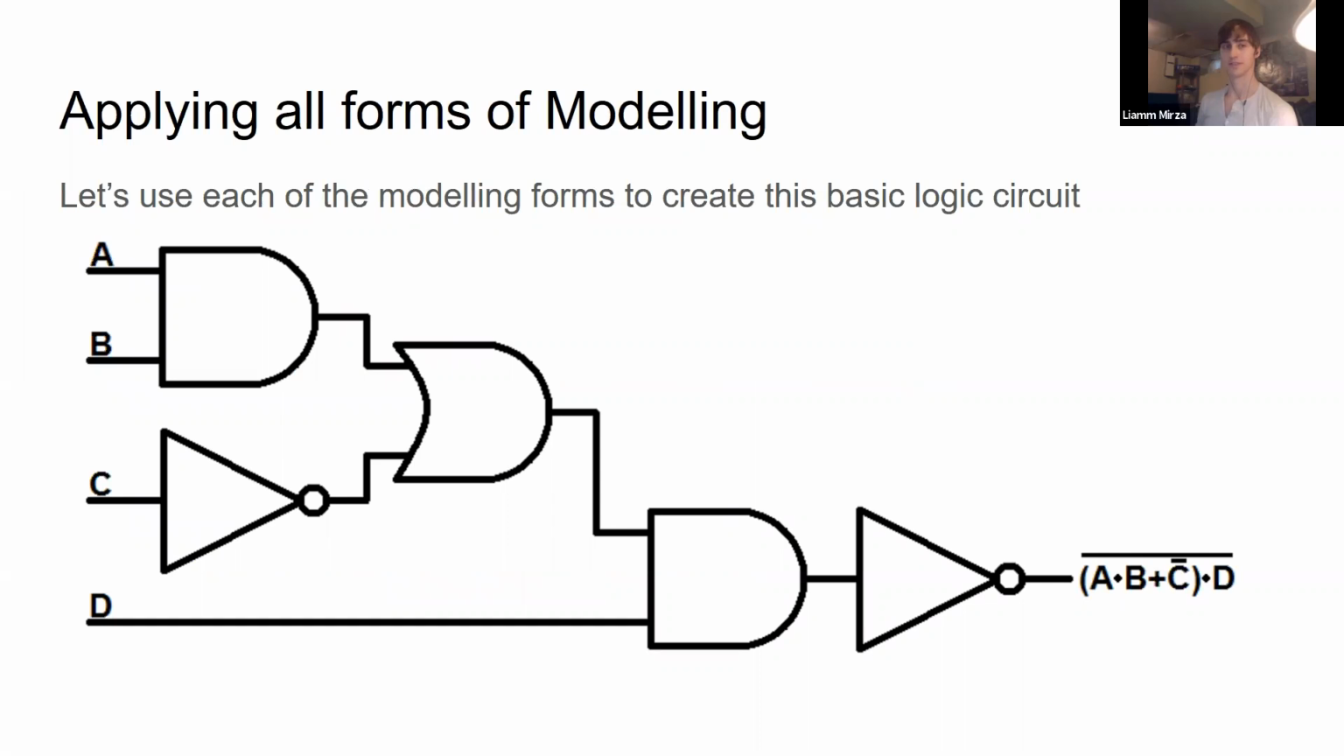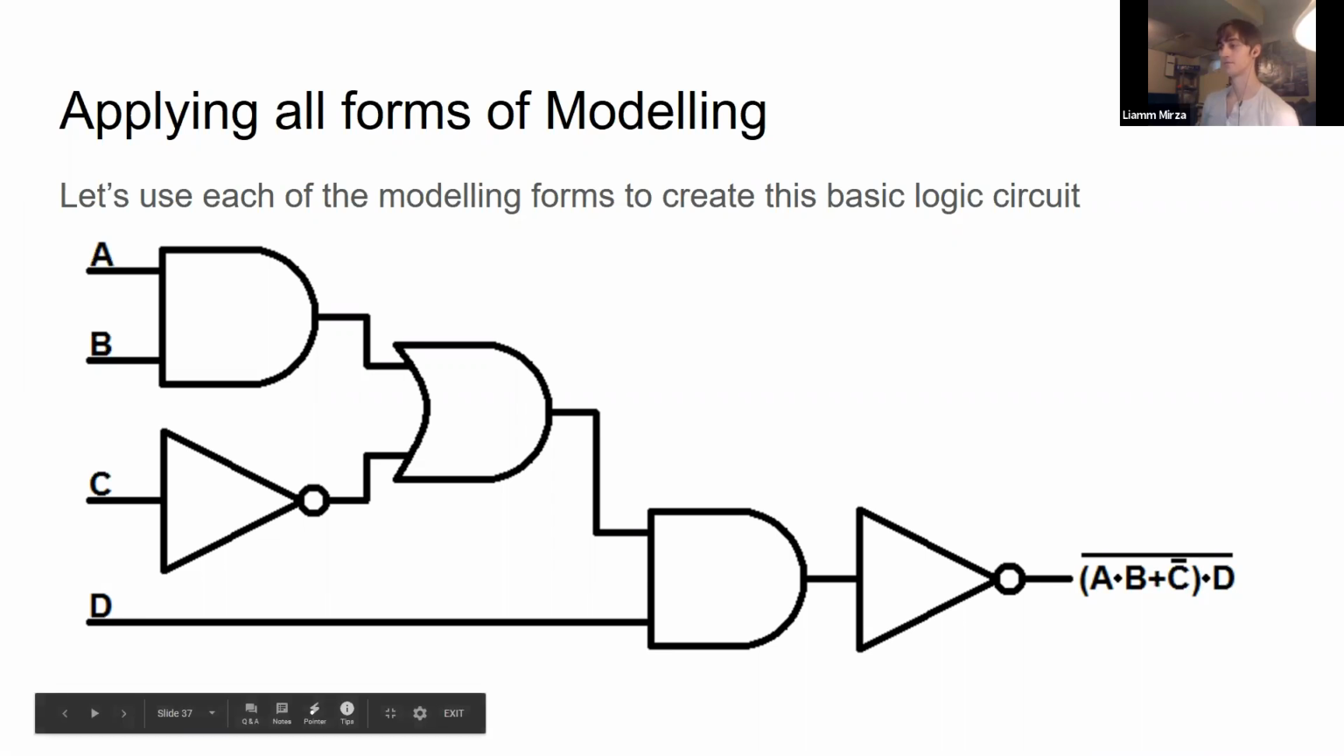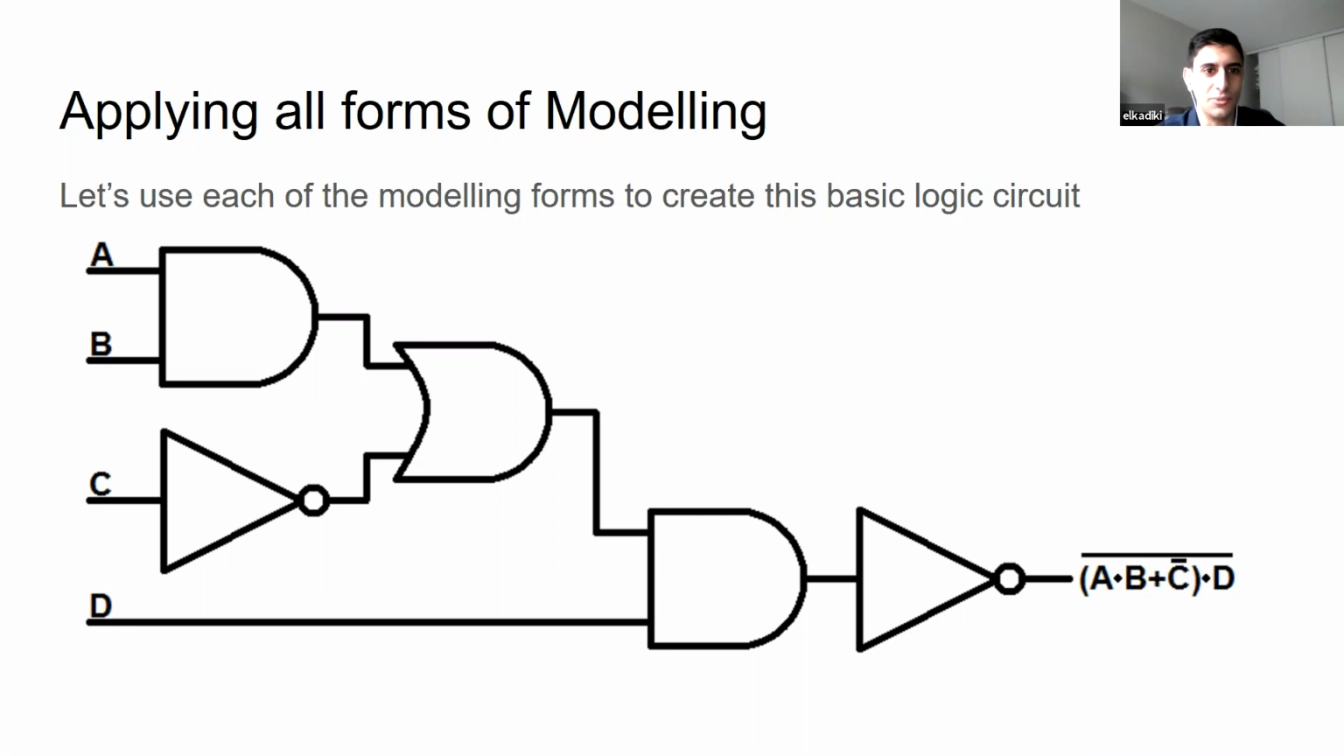And now we'll be applying each one of the modeling forms to create this very basic logic circuit, which is an AND gate, a NOT, an OR, and another AND, and a NOT. If anyone's curious as to what this design is, it absolutely is nothing. I think I just randomized a bunch of logic gates together. But applying the same thing, you can make a mux, right? If you switch these things around, you can kind of make a mux.